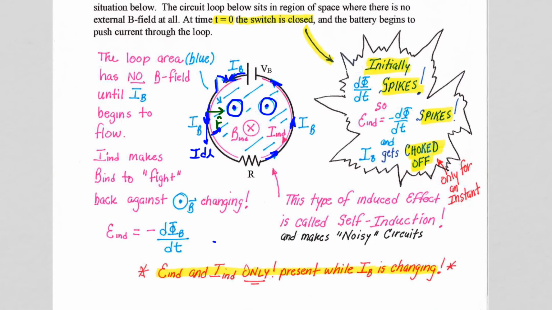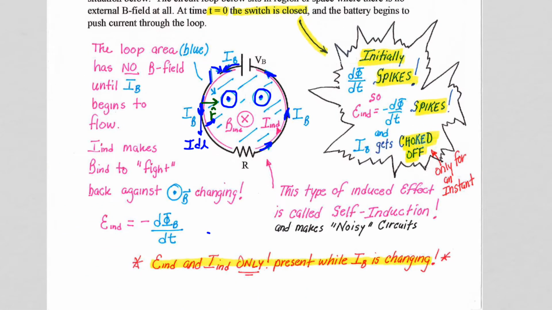Well, that time rate of change of flux, now we can begin to get in the notations over here. That time rate of change of flux from the blue is going to introduce an induced EMF, an induced current, clockwise to generate a B field into the paper to try and keep the status quo. The status quo was no B field at all.